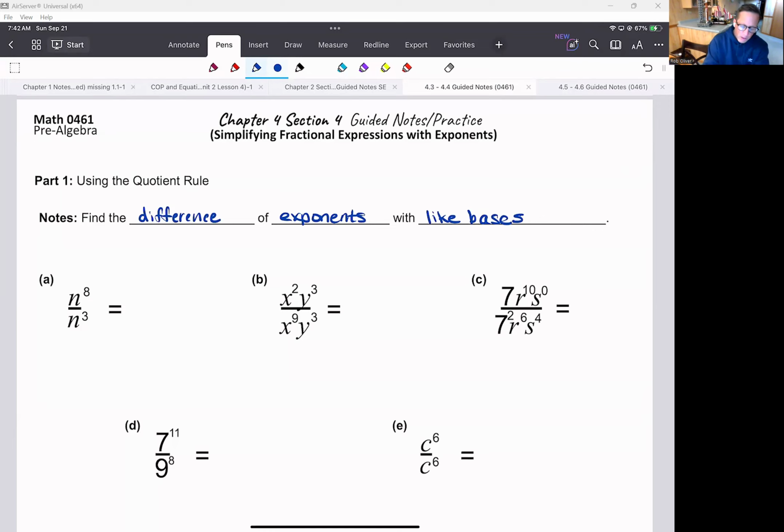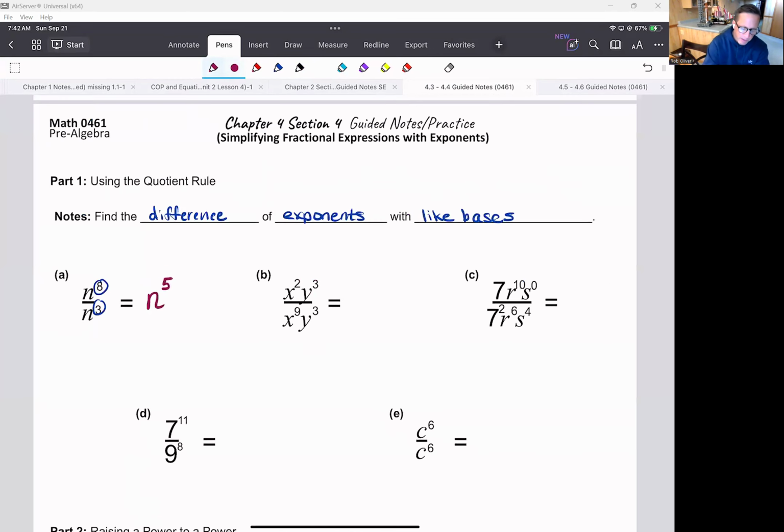C's, like a number, on an example E. So what you're doing is you're just finding the difference. You're subtracting them. So in example A, you're going to subtract these. 8 minus 3 is 5. All right, and so that's going to be n to the 5th, n to the power of 5.